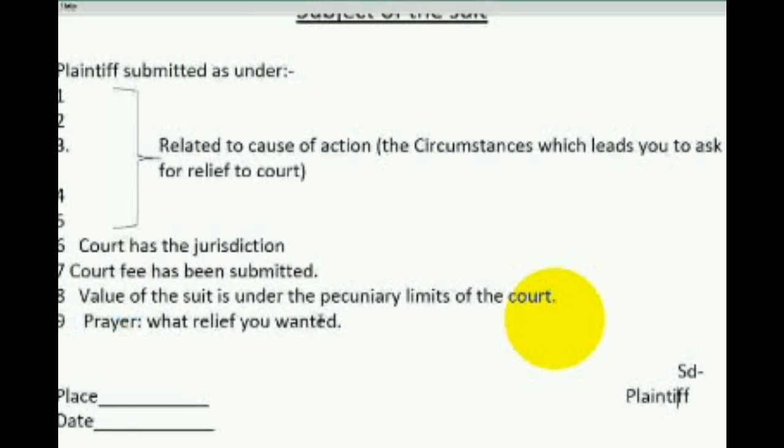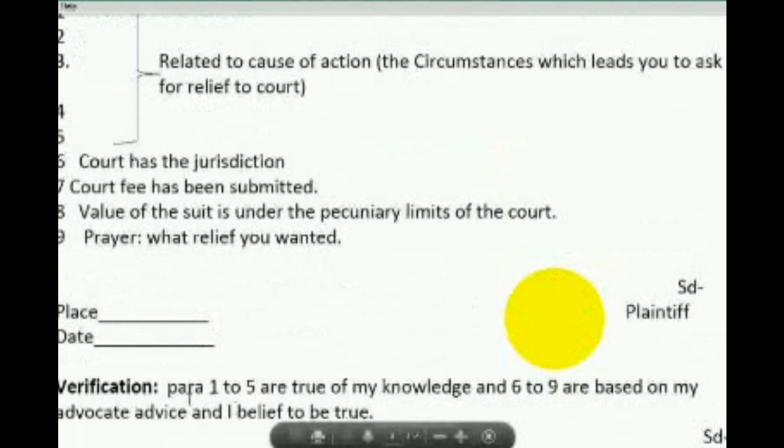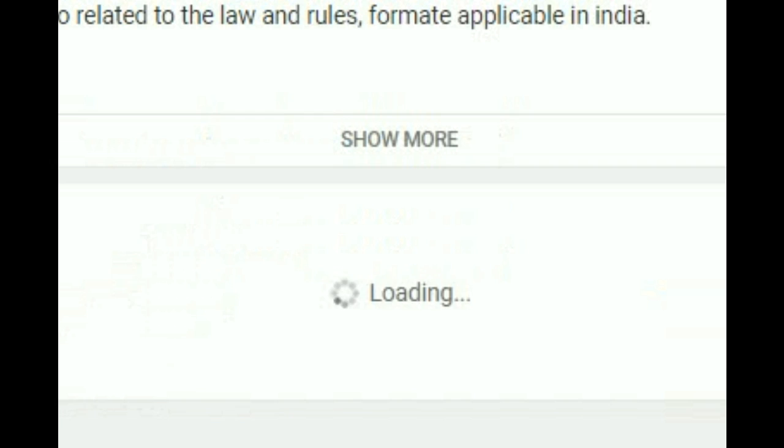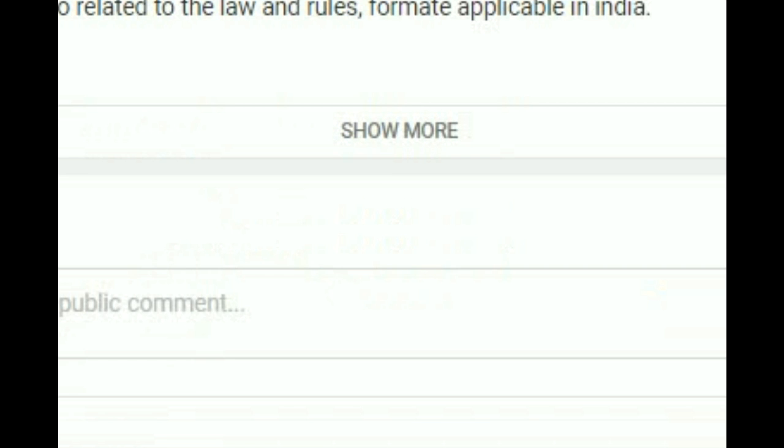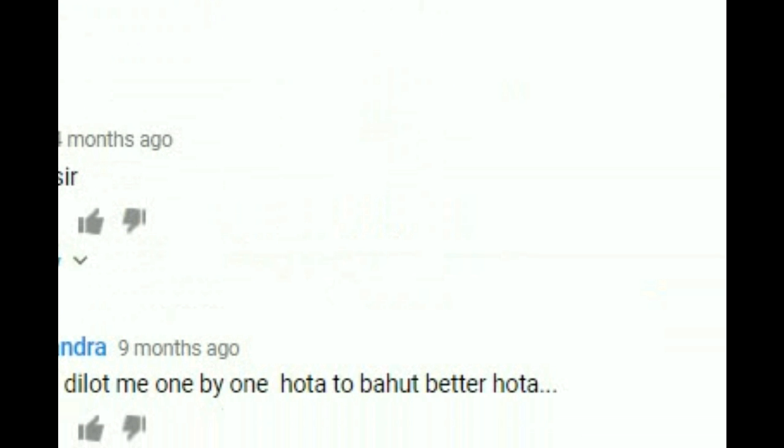After the relief has been written, on the left side there should be the place and date, on the right side the plaintiff and signature of the plaintiff, and then comes the part of verification. Here verification plays an important role, with a signature. So this is the format of a plaint: first the court name, second the party's names, the third one is the subject of the suit, and the middle talks about the facts.